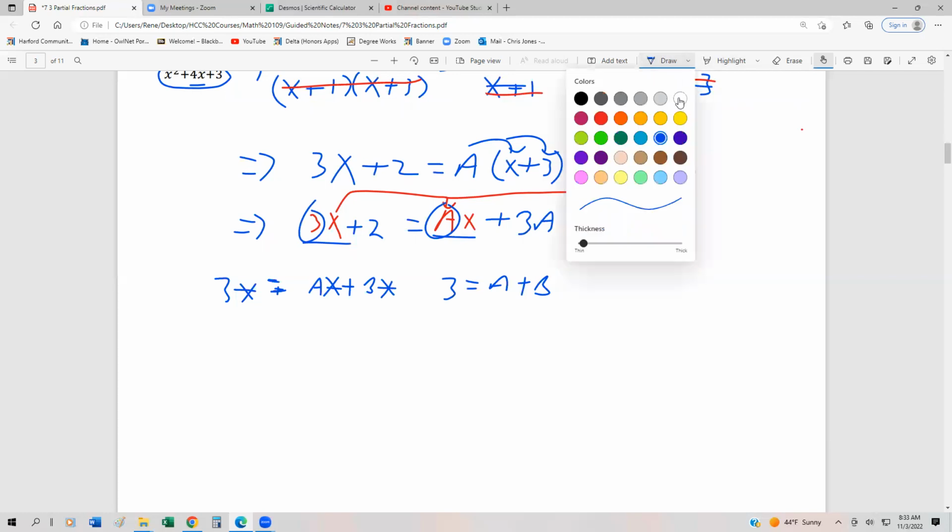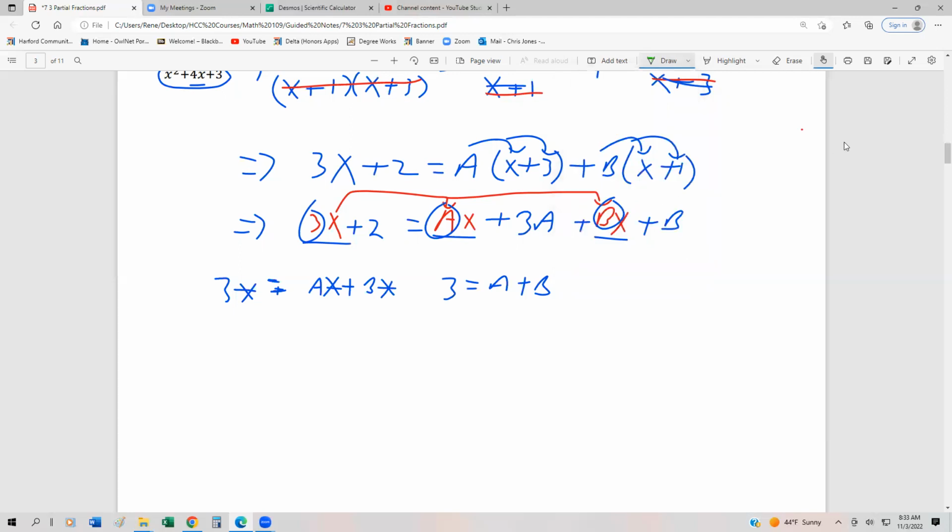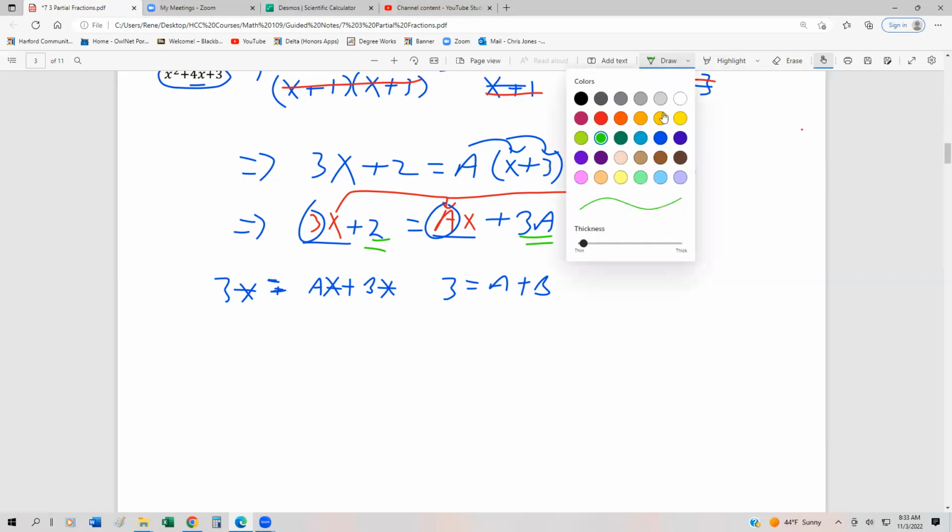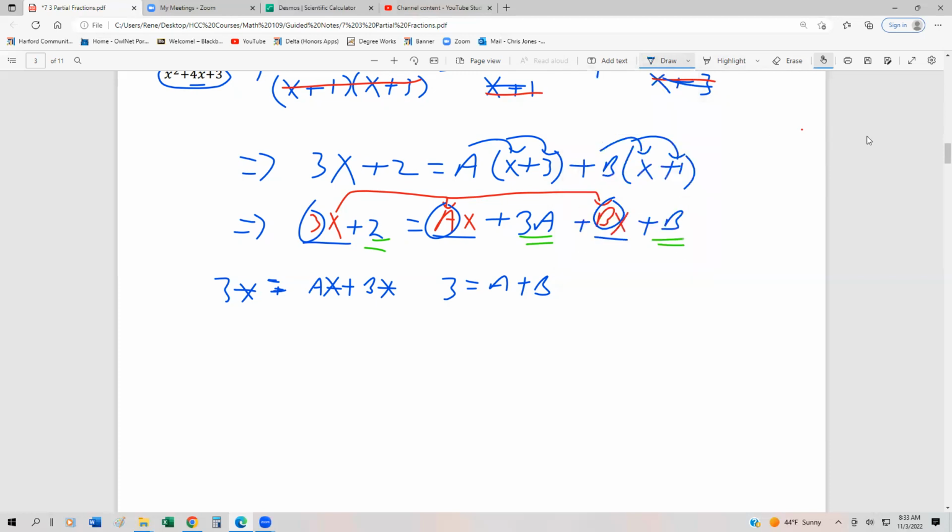Now I also want you to notice that we have 2 equal to 3A plus B. Those are constants; they don't contain any powers of x. So another equation we get out of this is 2 equals 3A plus B. And folks, what we have is a system of equations. You're matching up the powers of x on the left-hand side and right-hand side, and then matching up the constants.